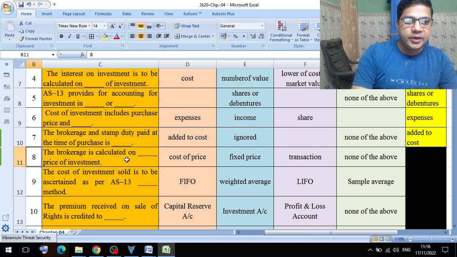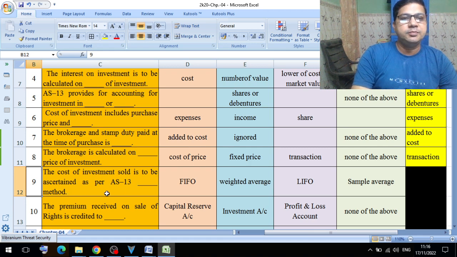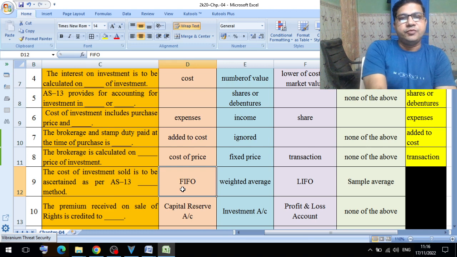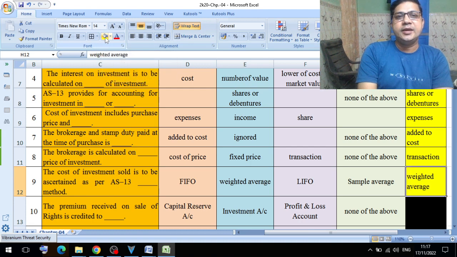The brokerage is calculated on dash price of investment. Option A cost of price, option B fixed price, option C transaction, option D none of the above. The answer is transaction price of investment. Next, the cost of investment sold is to be ascertained as per Accounting Standard 13 dash method. Option A FIFO, option B weighted average, option C LIFO, and option D simple average. The best appropriate answer is weighted average.